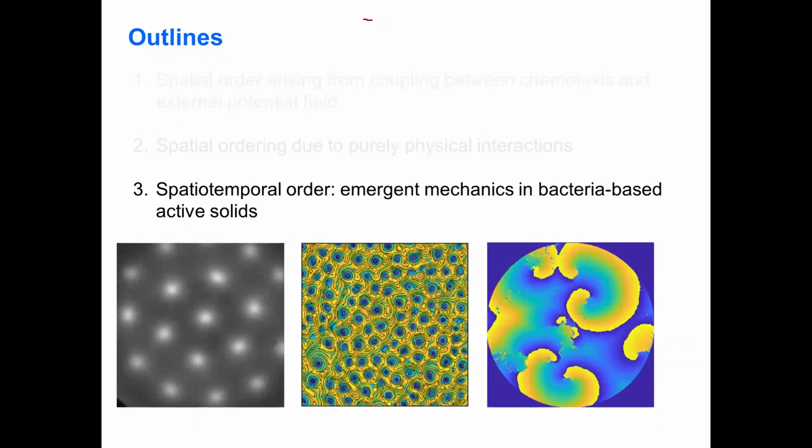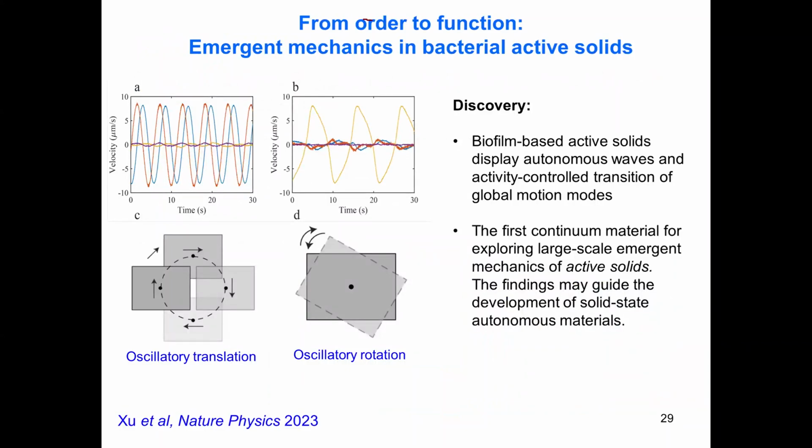All right, still have some time. I would like to switch gear and talk about the spatial temporal ordering in bacterial-based active solid. So if we embed motile bacteria in an elastic matrix, that would make a system solid-like, in which all the individual particles, individual motile cells have relatively constant separation, but collectively they drive the local mass element into motion.